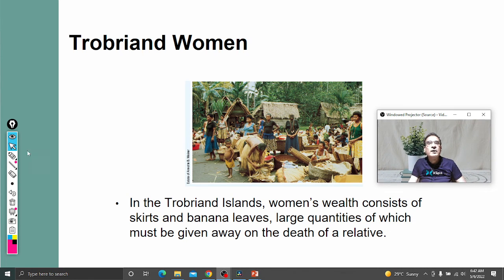Now I would like to share one example. In Trobriand Island, women's wealth consists of skirts and banana leaves, large quantities of which must be given away on the death of a relative.